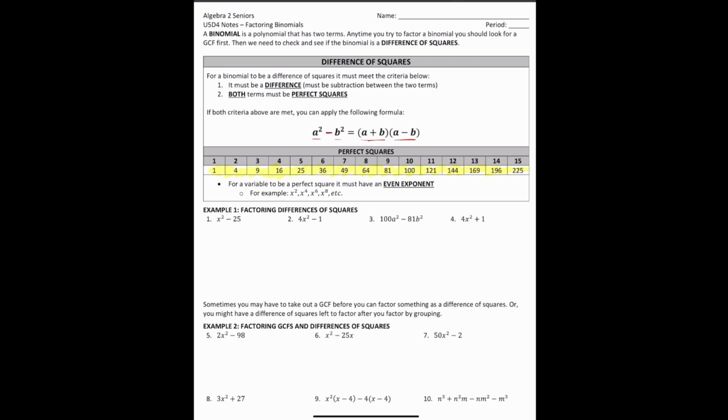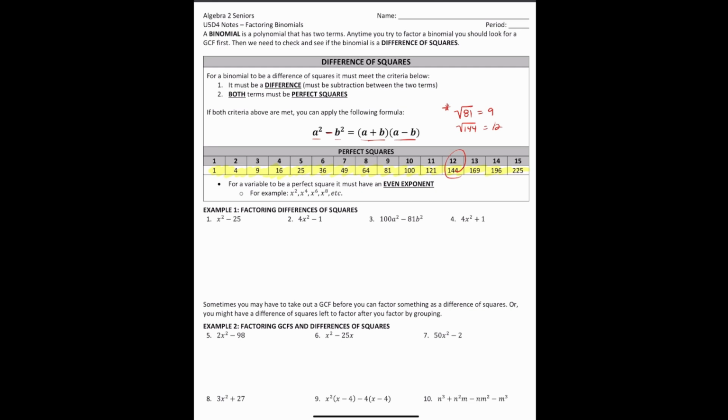Now, the opposite of squaring something is square rooting. So if I were to look at this perfect square, this 81, if I were to take the square root of 81, then that is going to give you 9. And this is something important to know because we need to take the square root of things, right? Now, if I were to take the square root of 144, then that's going to be 12.